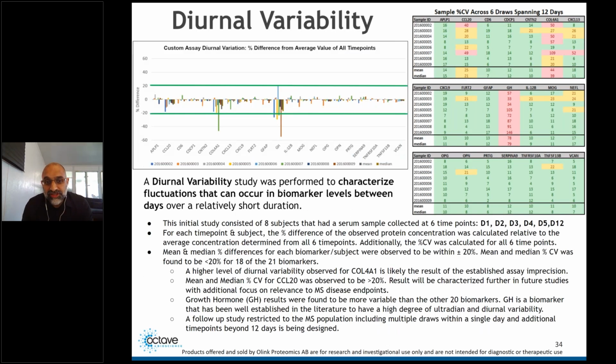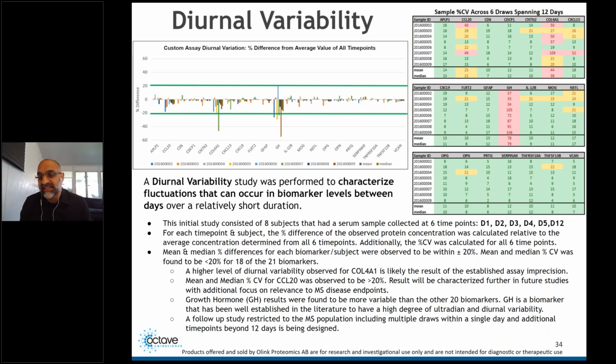Diurnal variability. So this was a study that was performed so we could characterize fluctuations that can occur in biomarker levels between days over a relatively short duration. So this initial study consisted of 8 subjects with 6 time points. So day 1, 2, 3, 4, 5, and 12. For each time point and subject, we calculated the percent difference of the observed protein concentration relative to the average concentration that was determined for all 6 time points. So that's the data on the graph on the upper left.